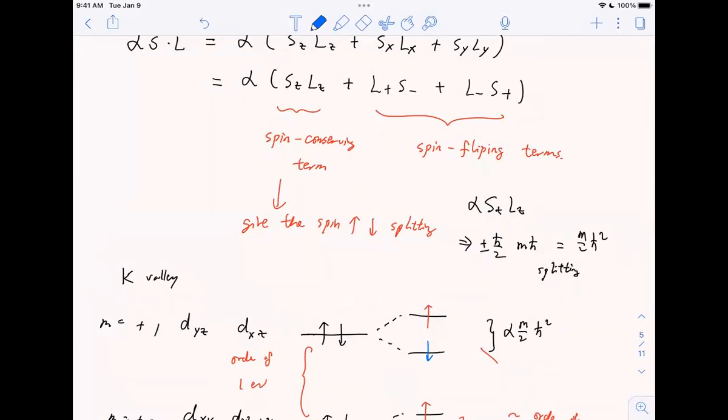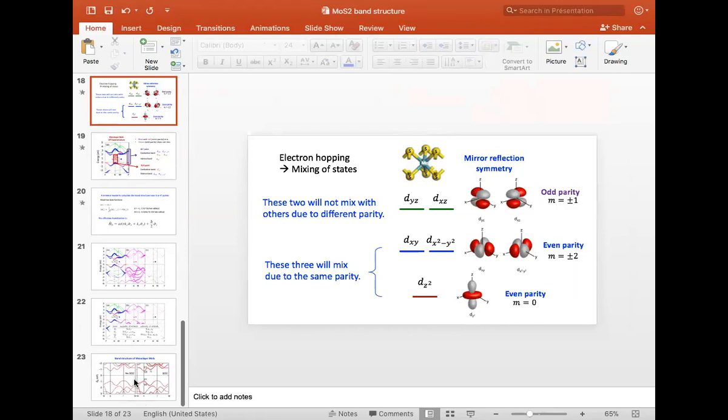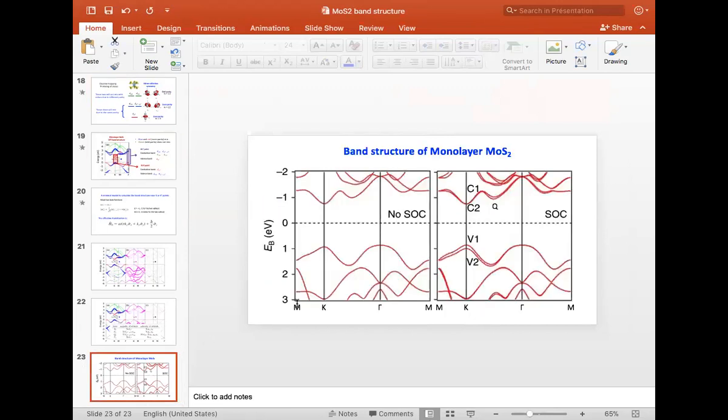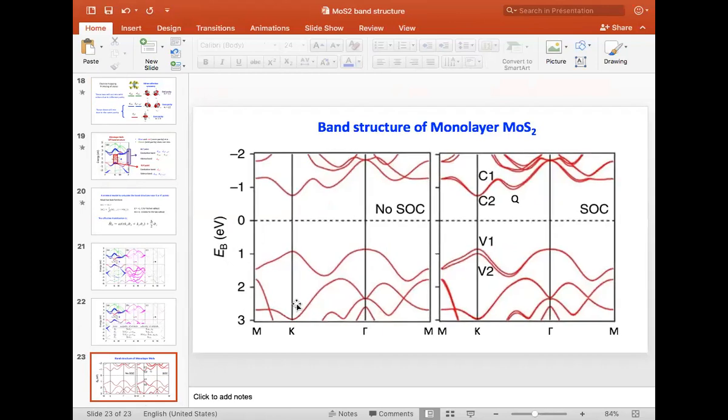Okay, so let's look at the band. Okay, so this is the calculation after you include the spin-orbit coupling. This is the band without spin-orbit coupling. So you just get one band. You can get something like that with the tight binding model. This two band. I mean, the other bands are not included in the tight binding model. I think this is probably the DFT result.